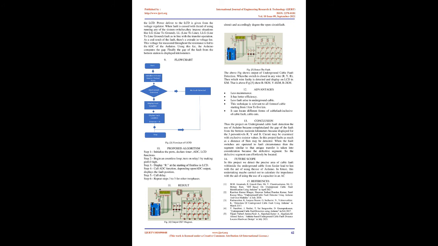The above figure shows the output of underground cable fault detection. When the switch is closed in any wire, R, Y, B, then the faulty wire is detected and displayed on the LCD in km. That is, the above figure 5 shows R 5 km, Y 4 km, B 2 km.